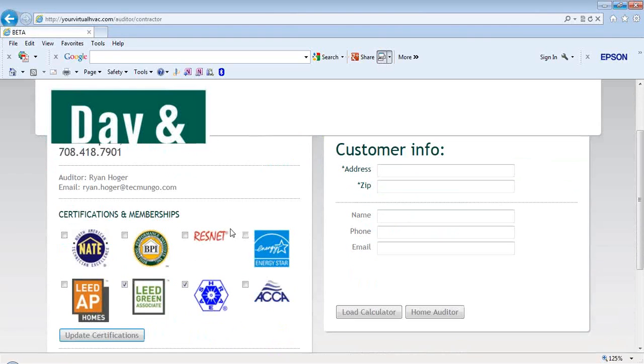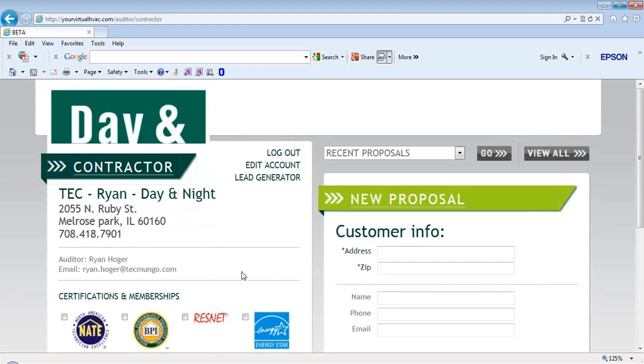I have some boxes down here that I can check if I have these particular certifications. So if my technicians are NATE certified, or if I'm a BPI guy or lead or whatever, or ACA member, I can check these various boxes. So in my case, I have it checked for lead and ASHRAE, but obviously you guys are going to have it checked for other stuff depending on what member organizations you are. Then these logos will show up on some of the reports later that we're going to spit out.